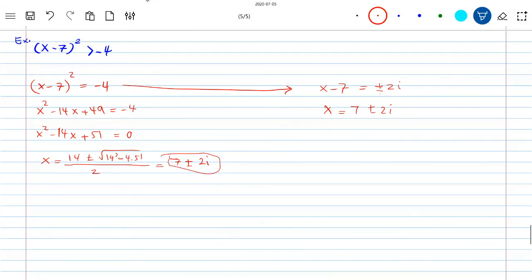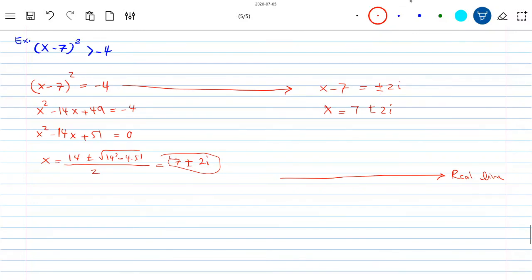Okay, so I draw the number line. Where do these two solutions go? 7 plus or minus 2i. Can I write 7 plus 2i here and 7 minus 2i here? Not really. This is what you should be careful about. These are complex numbers. This is a real line. But the complex numbers do not belong to the real line. That means there are no solutions on the real line. None of these numbers are acceptable on the real line, so I didn't find any solution.